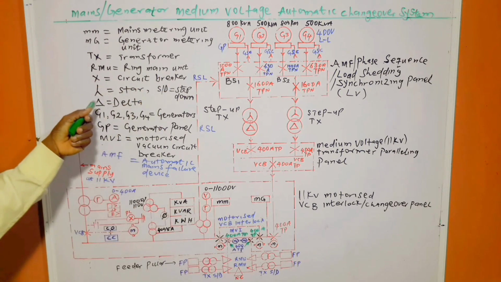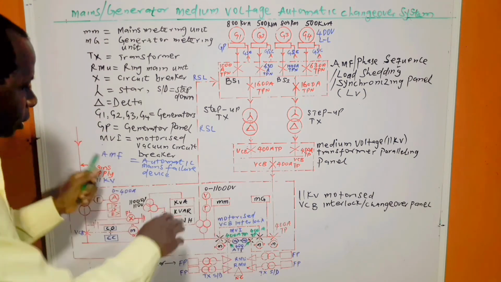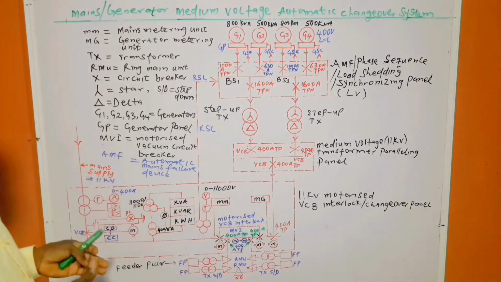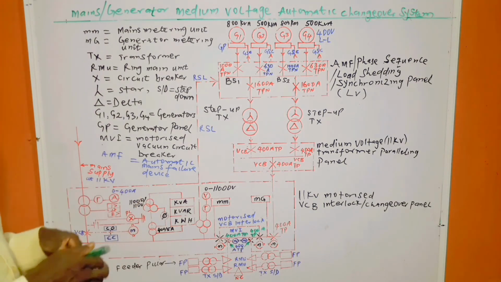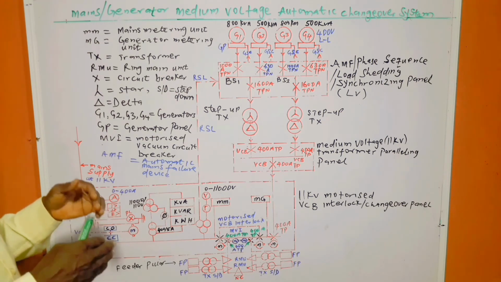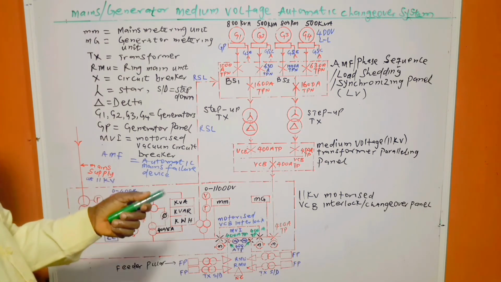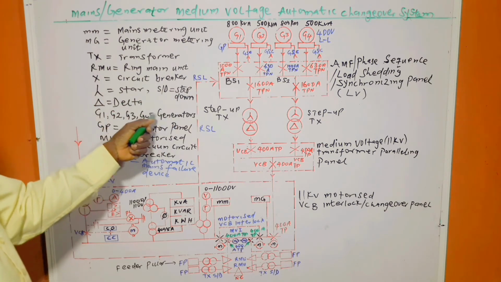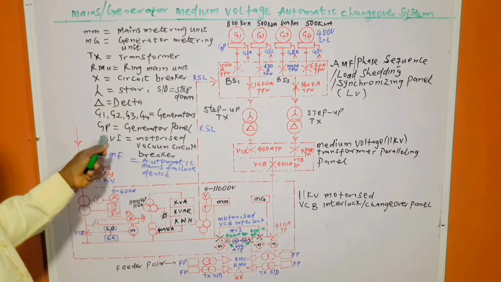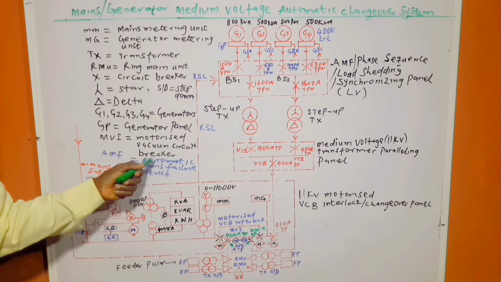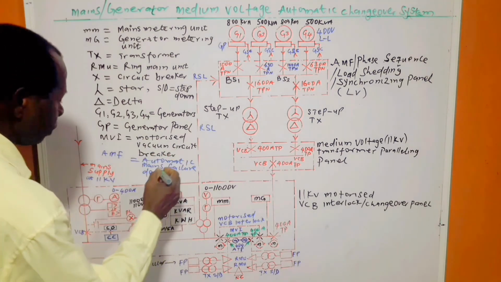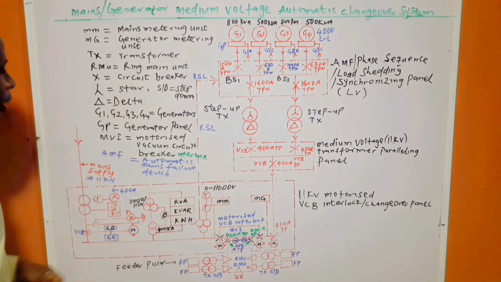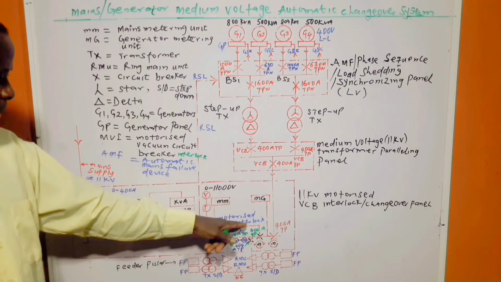All these crosses are circuit breakers, and the circuit breakers we are using here, all the medium voltage circuit breakers, are 11 kV circuit breakers, or we call them medium voltage circuit breakers, and they are vacuum circuit breakers because the extinguishing medium is vacuum. That's why it's named vacuum circuit breaker. Then we have a star, then SD means step down, delta, then G1, G2 to G4. They are generators. GP means generator panel. MVI, motorized vacuum circuit breaker interlock. So this is interlock. So it's even written here, motorized vacuum circuit breaker interlock.